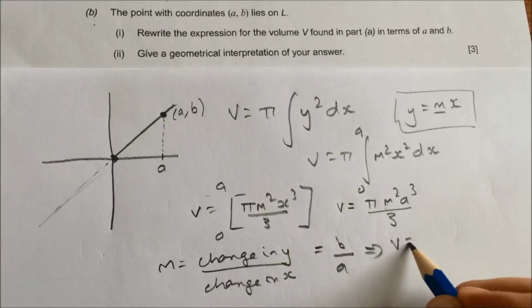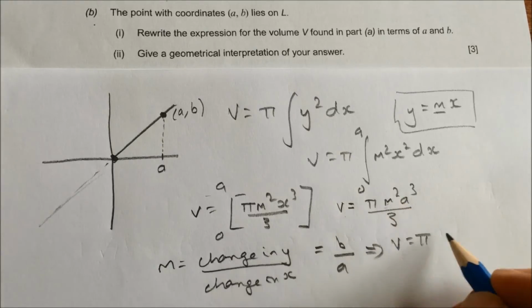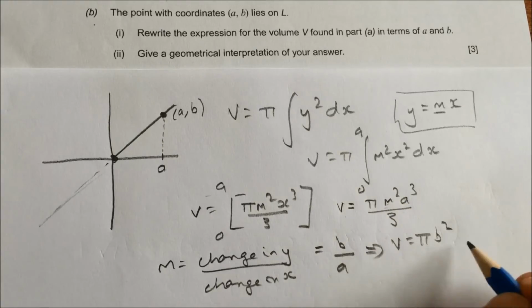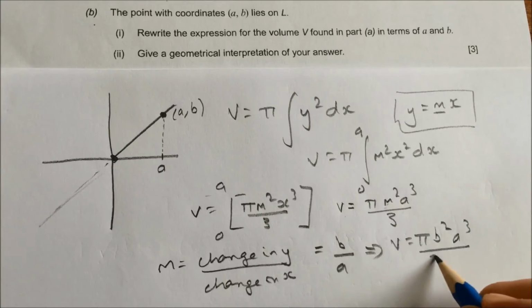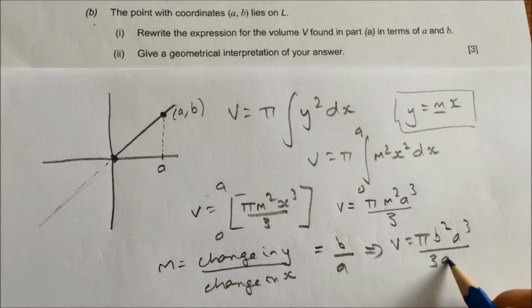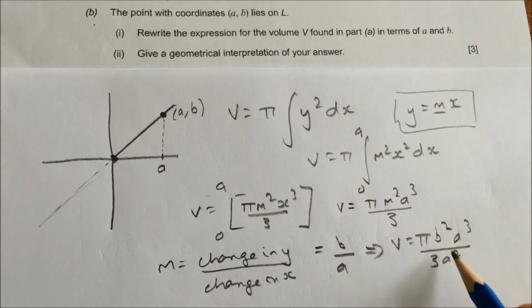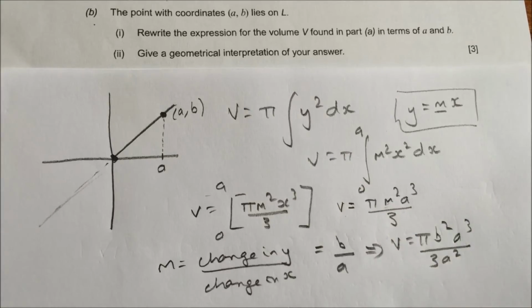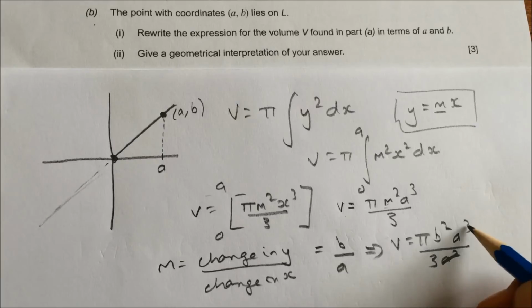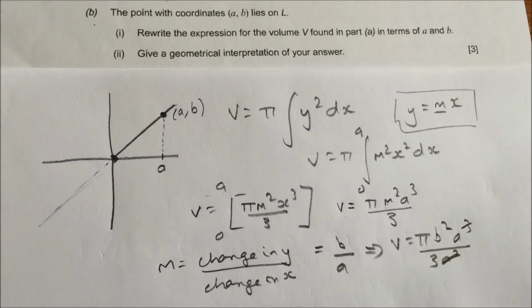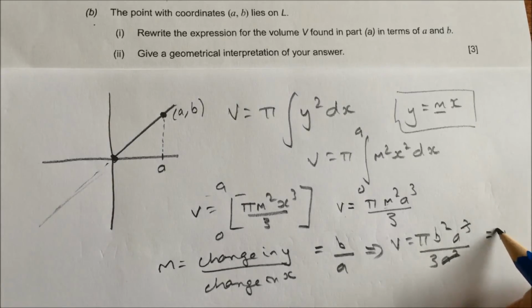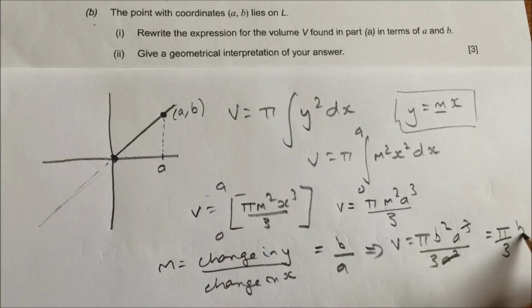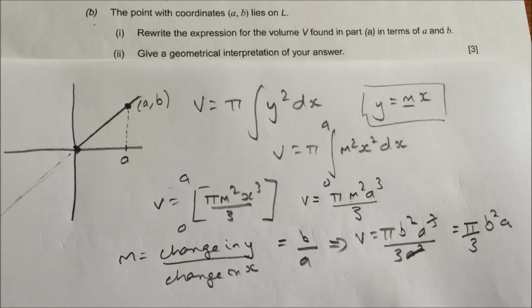So I'll get V equals pi, so m squared is now b squared a cubed over 3, and don't forget the a squared. So the b squared over the a squared there is my m squared there. Well, of course, that a squared will cancel with 2 of those there, which just leaves me with pi over 3 b squared a. Oh, gone out of the shot, move it back in.